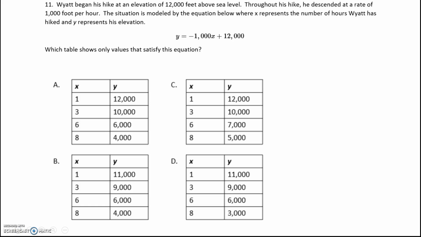Number 11 says Wyatt began his hike at an elevation of 12,000 feet above sea level. Throughout his hike, he descended at a rate of 1,000 feet per hour. The situation is modeled in the equation below, where x represents the number of hours he hiked, and y represents his elevation.